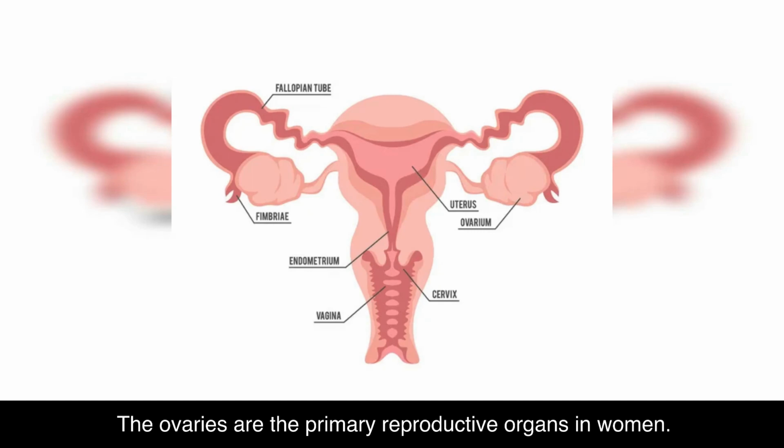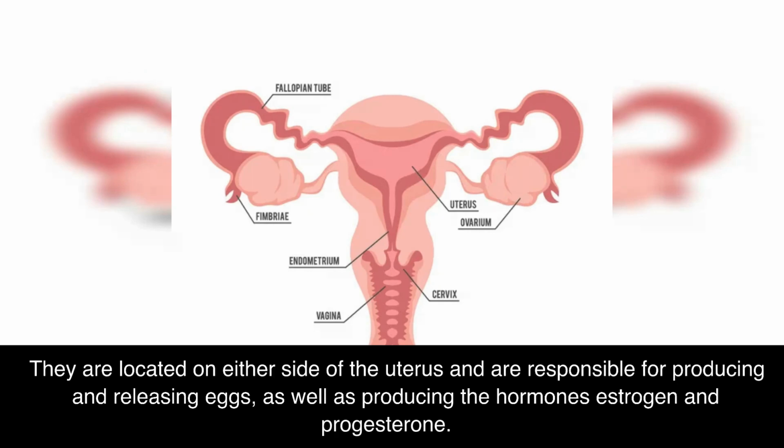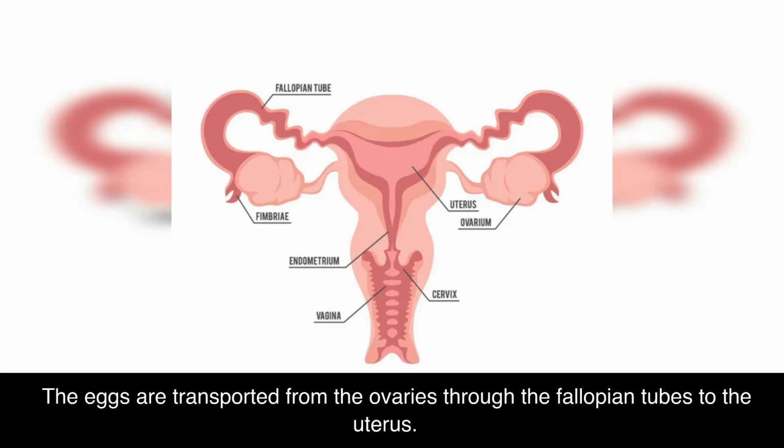The ovaries are the primary reproductive organs in women. They are located on either side of the uterus and are responsible for producing and releasing eggs, as well as producing the hormones estrogen and progesterone. The eggs are transported from the ovaries through the fallopian tubes to the uterus.